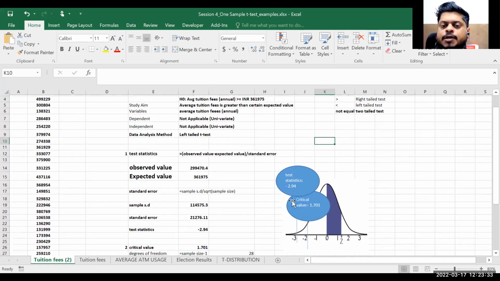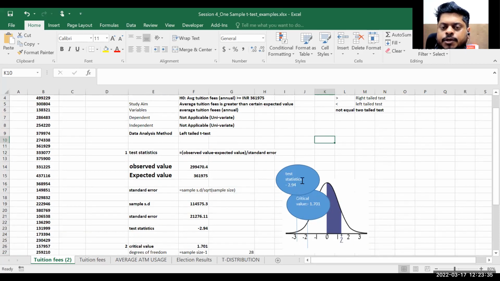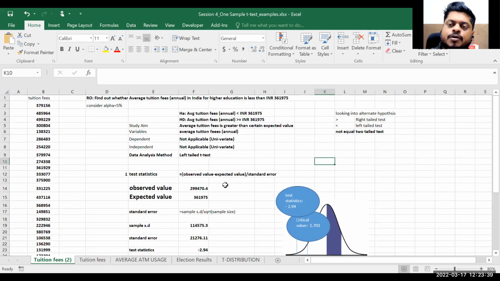If I say that this value is exactly minus 1.701, this test statistic is exactly the critical value, right? Whether I should reject it or not, right? So that rarely happens, but it happens, right? Most of the times, 99% of the times, you can say that I cannot reject. You'll go with okay, the null hypothesis might be true. Yes, sir, got it.